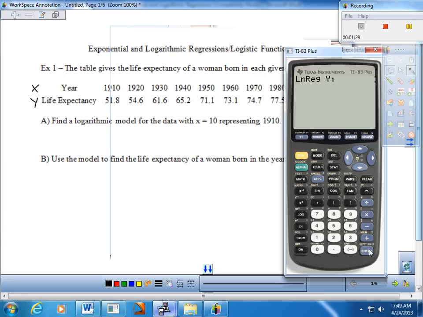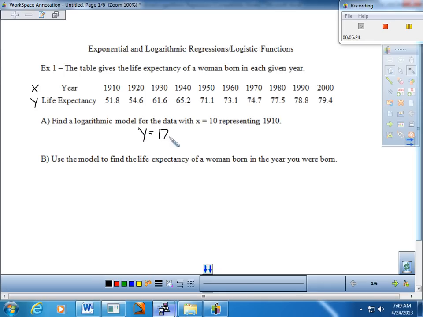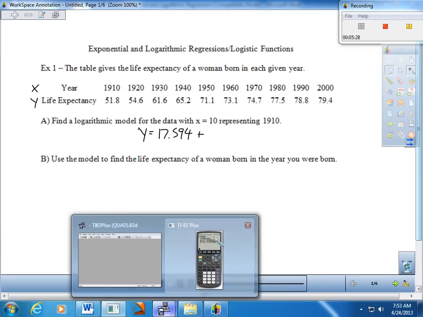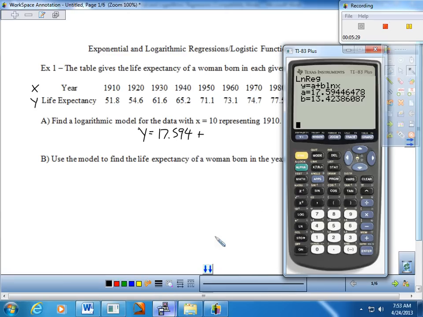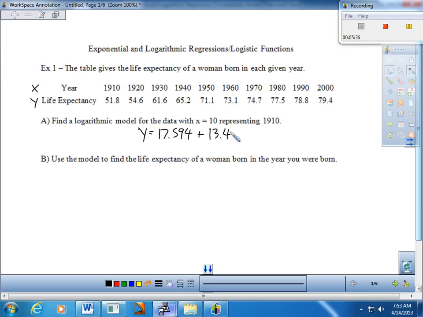And so I'll go ahead and take a look at this out to about 3 decimal places. Basically, here is the format for the regression that the calculator chooses. Here's your A value, here's your B value, times the natural logarithm of our input. So I see it as 17.594, plus 13.424x. So 17.594 plus 13.424 times the natural logarithm of x.